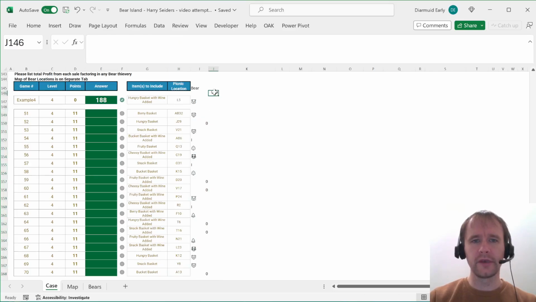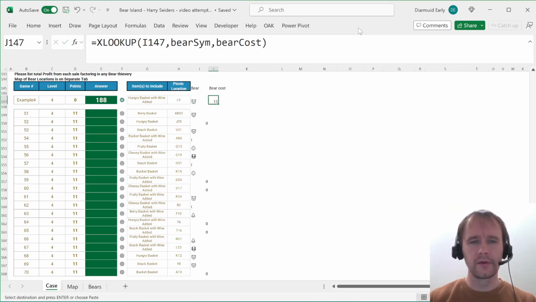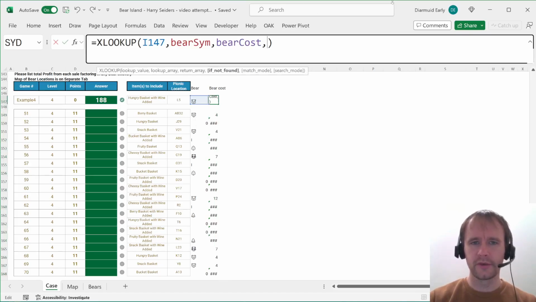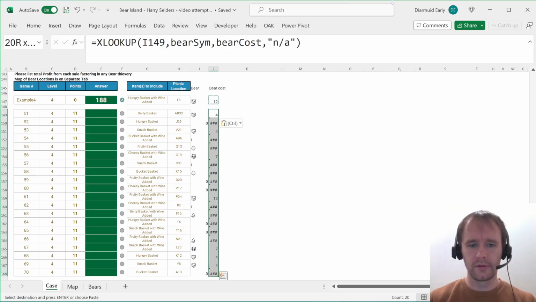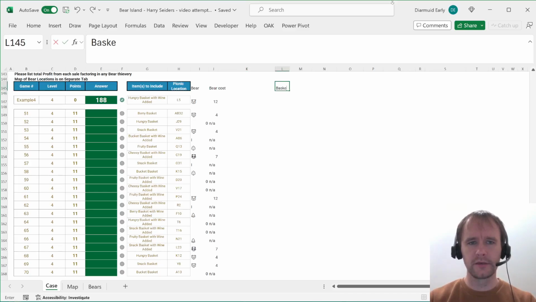Okay, so then we want to figure out the bear cost, and to do that we're going to XLOOKUP this in our bear symbol, returning from bear cost. And here now, again, we'll talk about the details of XLOOKUP later, but if it's not found, we're just going to say NA. Copy that down. So now we want the basket cost, sorry, the basket revenue.